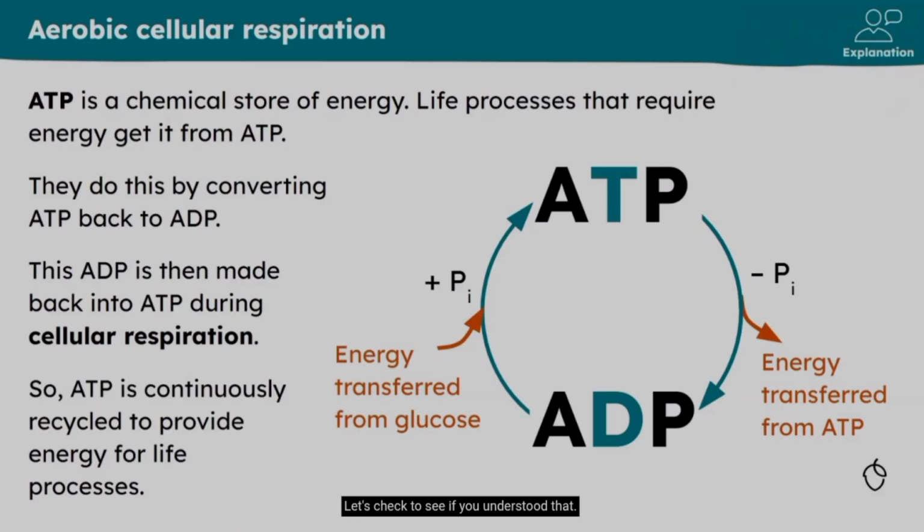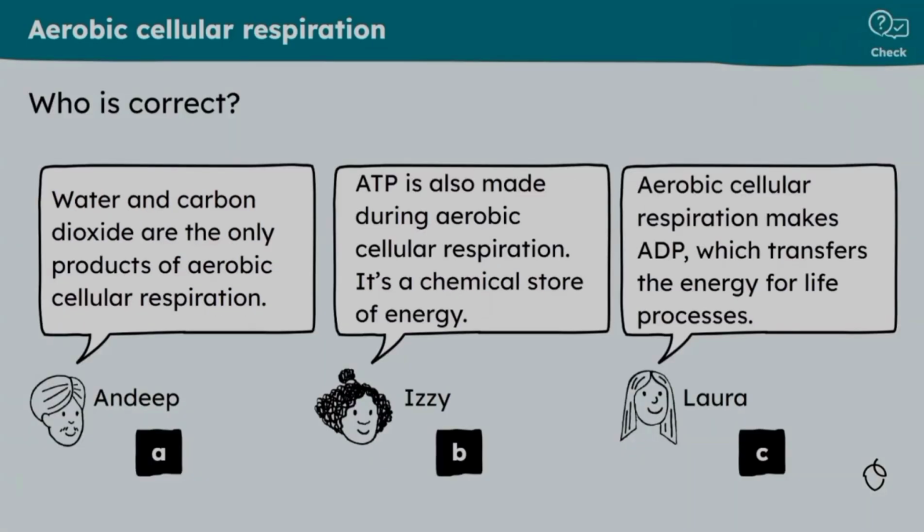Let's check to see if you understood that. Who is correct? Andeep, Izzy, or Laura? Andeep thinks water and carbon dioxide are the only products of aerobic cellular respiration. Izzy thinks ATP is also made during aerobic cellular respiration. It's a chemical store of energy. Laura thinks aerobic cellular respiration makes ADP, which transfers the energy for life processes. Take 5 seconds to think about your answer, or click pause if you want more time. Click play when you're ready to see the answer.